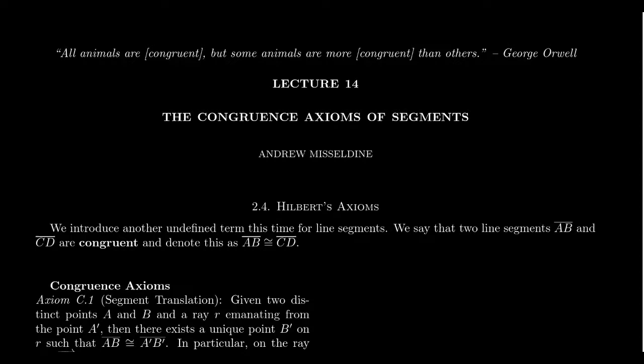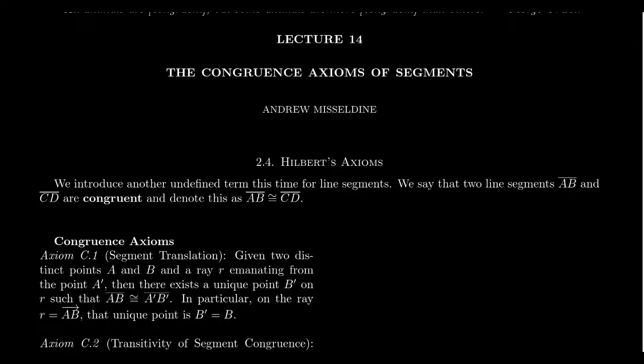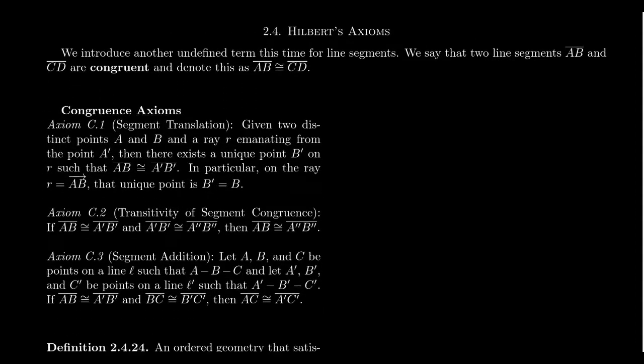Now, the incidence and betweenness axioms both came in groups of four. The congruence axioms are actually six axioms total, and so our discussion is going to break up over two lectures. In this lecture, number 14, we're going to talk about the first three congruence axioms that have to do with the notion of congruence of line segments. The other three congruence axioms we'll discuss in the next lecture, which deal with congruence of angles. That gives us a natural dichotomy between congruence of segments and congruence of angles. The two are related to each other, of course, but we'll define those a little bit later.